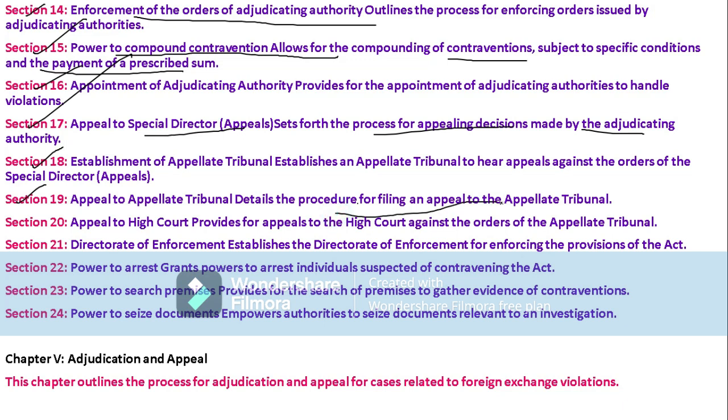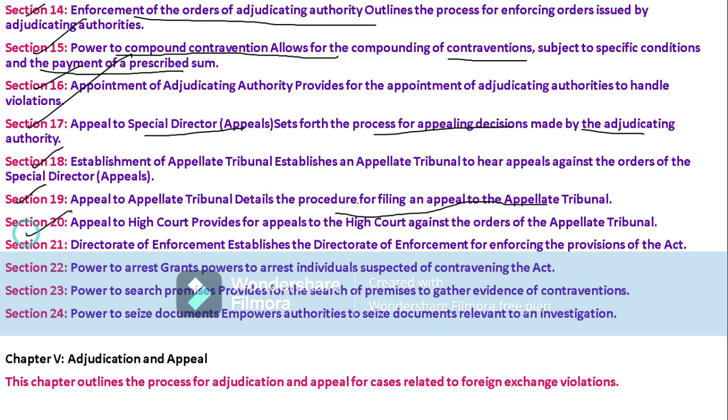Okay, the procedure for filing an appeal to the appellate tribunal, because there will be a certain procedure while we are going for an appeal. We have to pay some minimum fees, we have to register. So a certain process will be there, and we have to follow that procedure according to section 19 when we are going to the appellate tribunal.